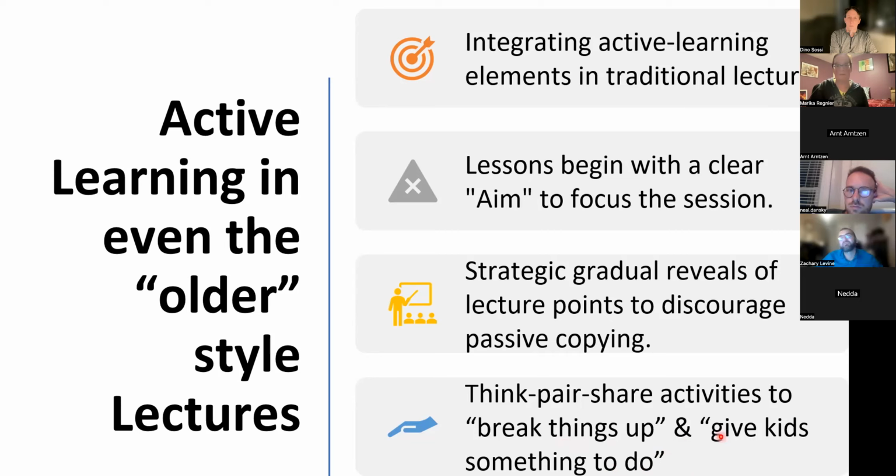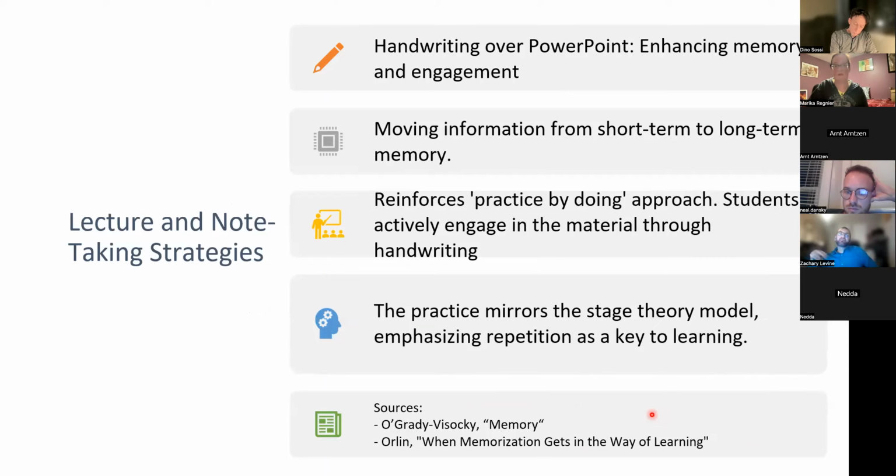Well, not entirely, this idea of breaking things up or giving people something to do, but the main thing you're thinking about is the content.